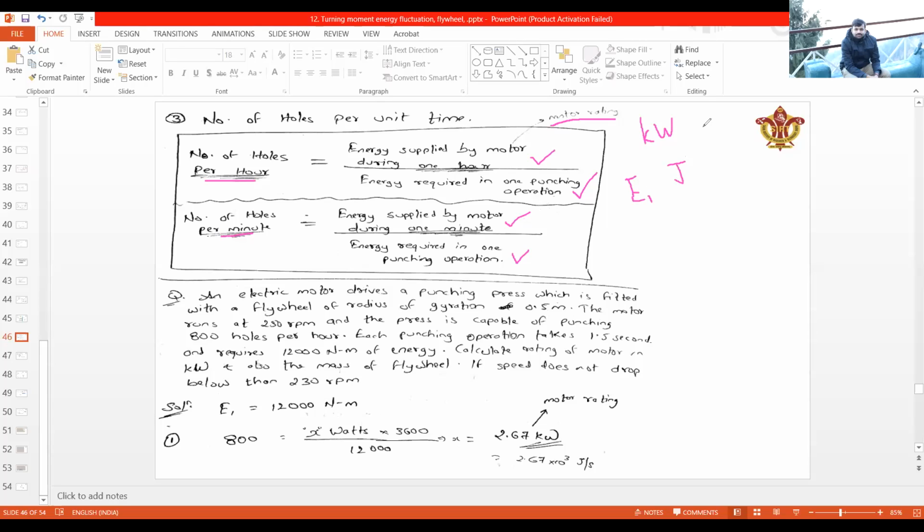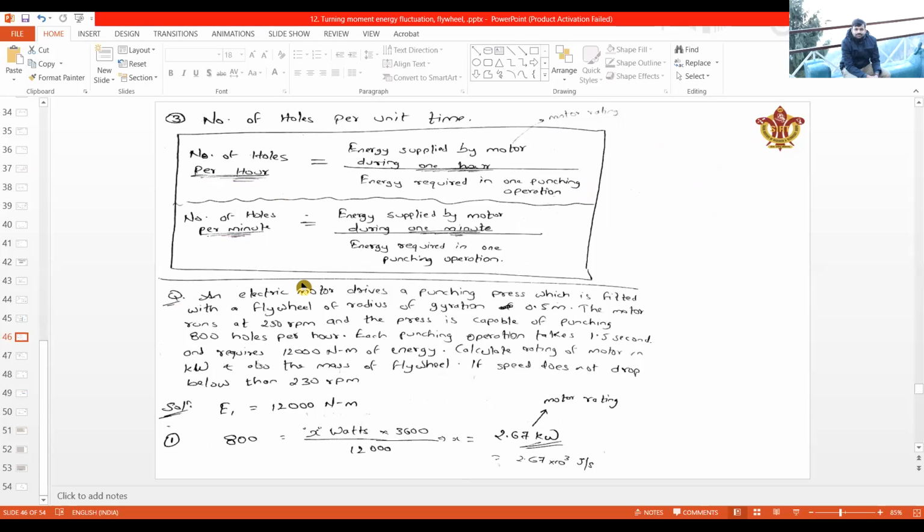So we have to convert kilowatt into joules. What is it? It is nothing but joule per second. Joule per second. And we will multiply it by time, either by 3600, that is the number of seconds in 1 hour, or by 60, that is the number of seconds in 1 minute, in order to convert the things into proper units and then use them.